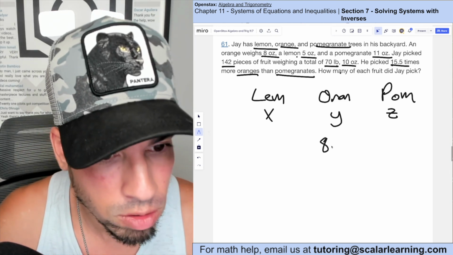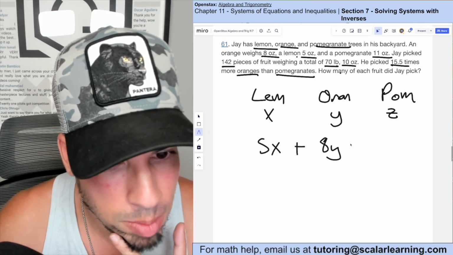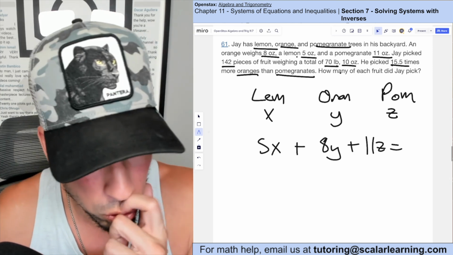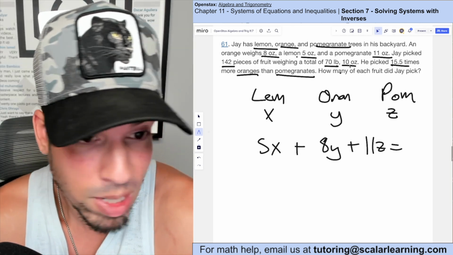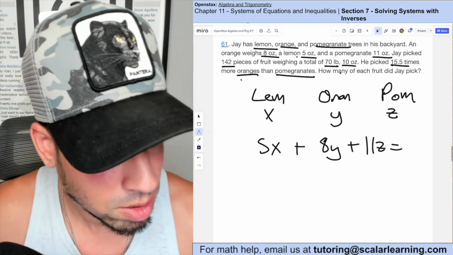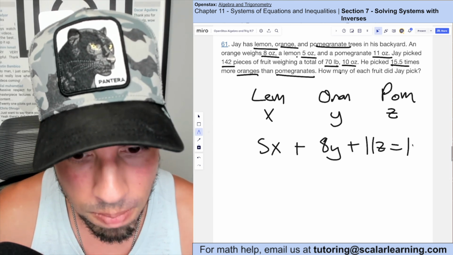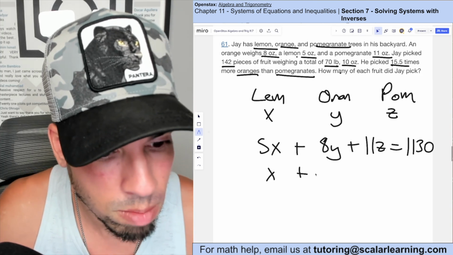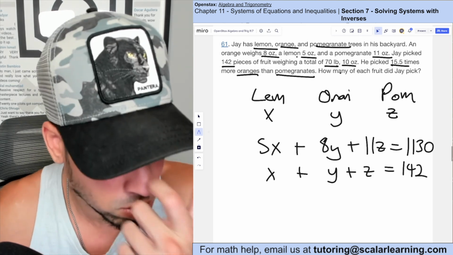So it's 8 ounces times the number of oranges plus 5 ounces times the number of lemons plus 11 ounces times the number of pomegranates, and that equals the total weight of 70 pounds, 10 ounces. But we want to convert it to ounces because everything is in ounces. So 70 times 16 ounces in a pound is 1120 plus 10 is 1130. That's one equation. All right, next we have the number of each of them added up is 142. That's the total pieces of fruit.